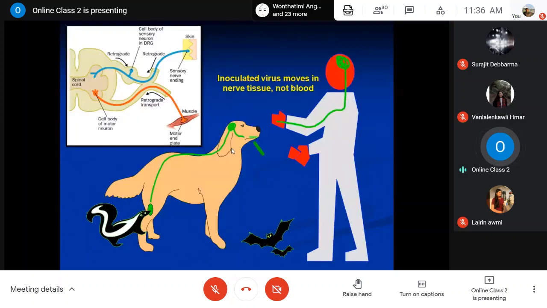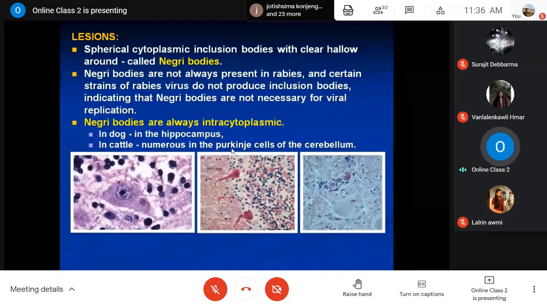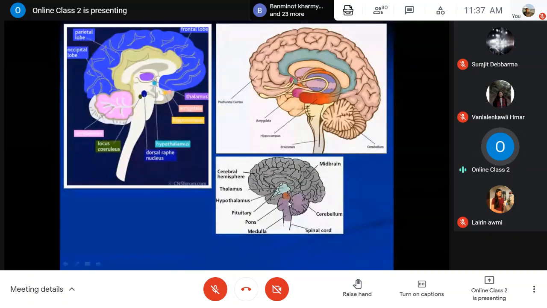Transmission and all these things we have already discussed. The gross lesion is not that important, but the microscopic picture demonstrates the presence of intracellular cytoplasmic inclusion bodies in the neurons, particularly in the hippocampus of canine species, whereas in cattle they are in the Purkinje cells of the cerebellum. We have already discussed the pictures and everything, so I will not take much time here.